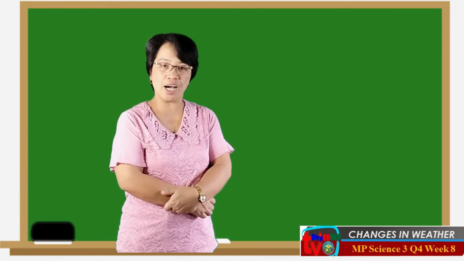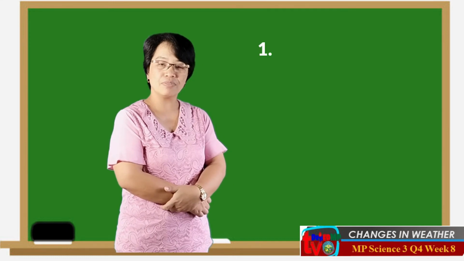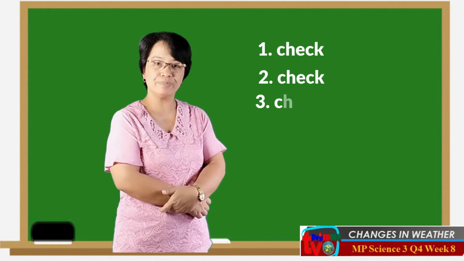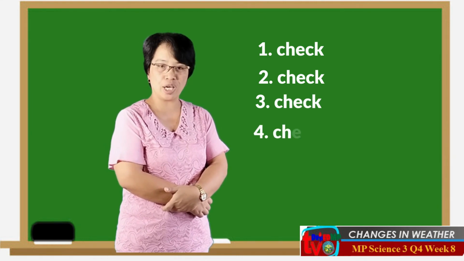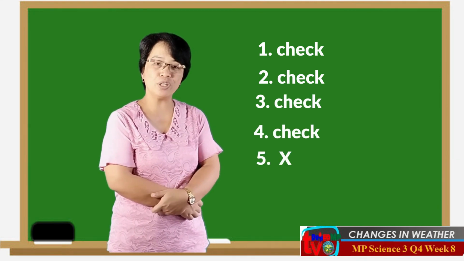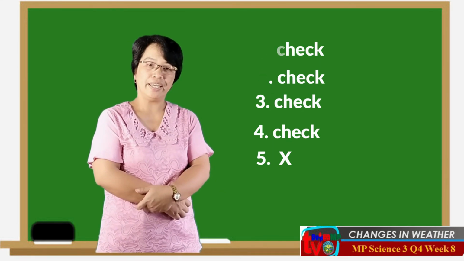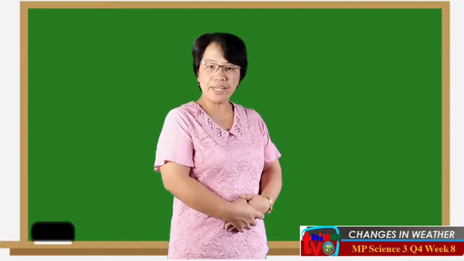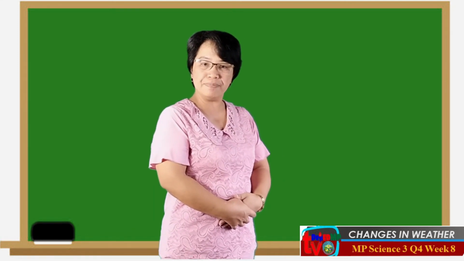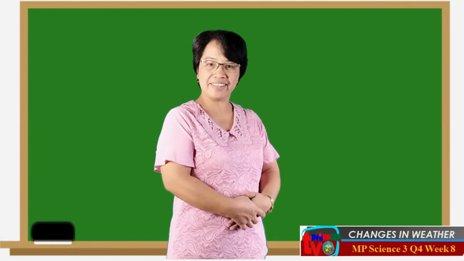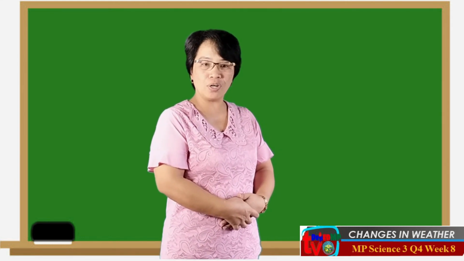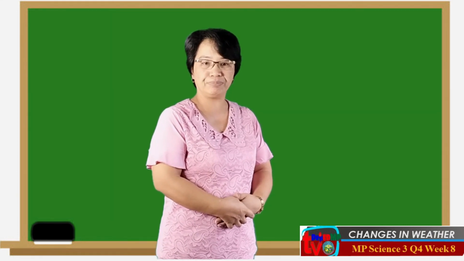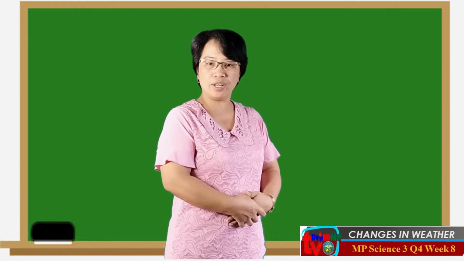The answers are number 1, check. Number 2, check. Number 3, check. Number 4, check. And number 5, X. How many got a score of 5? Excellent! Those who got 4 and below, try your very best for the last activity. We are almost done with our lesson.